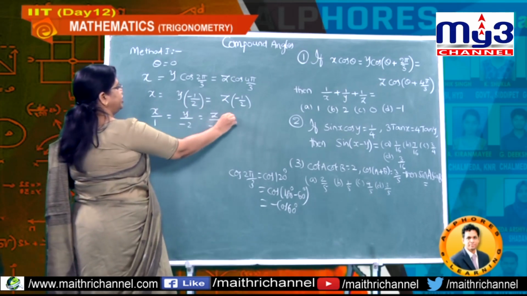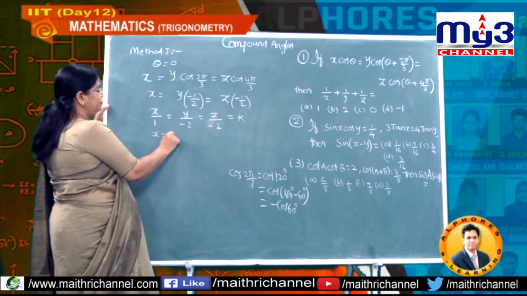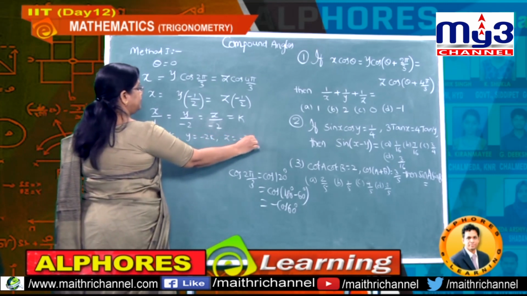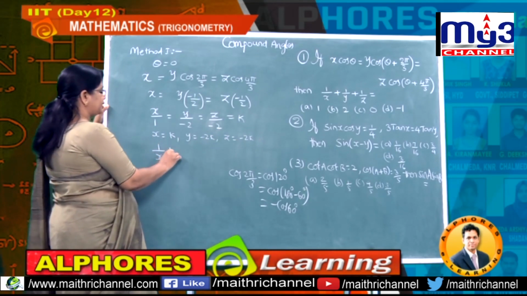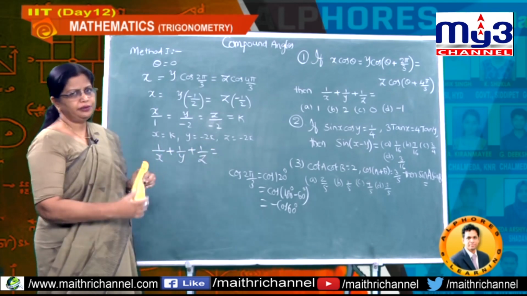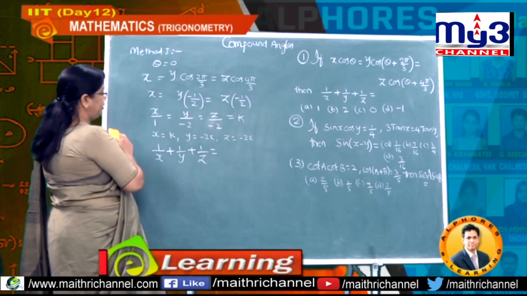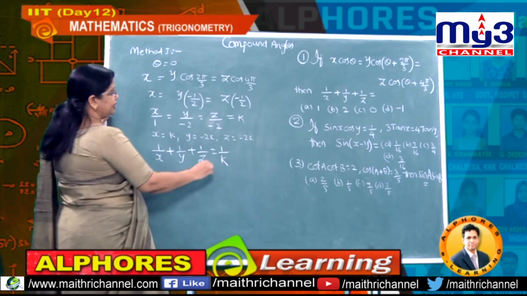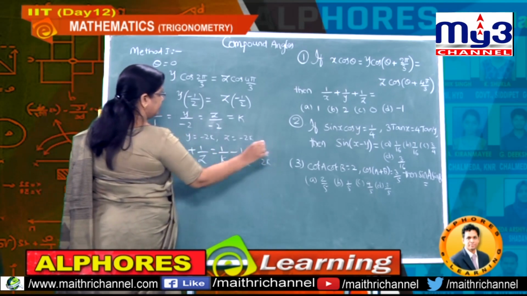Now, this is the ratio, suppose it is equal to k. Then what is x value? k, y value minus 2k, and z value minus 2k. Now, I am substituting in the given problem, that is 1 by x plus 1 by y plus 1 by z. Let us substitute these values. Therefore, if you substitute, how much are you getting here? 1 by x means 1 by k, and 1 by y means minus 1 by 2k, and 1 by z means minus 1 by 2k.